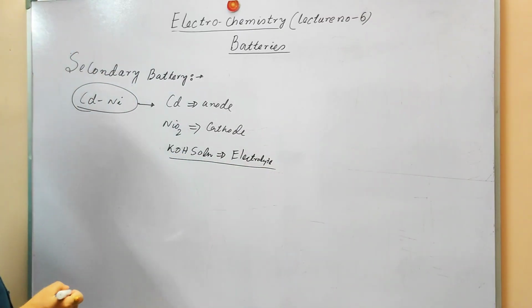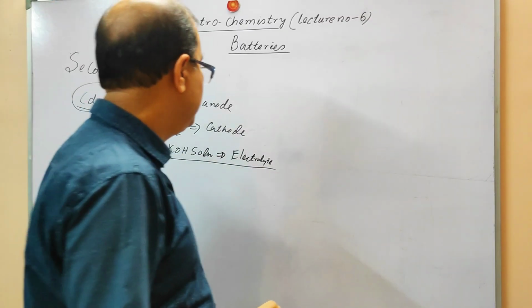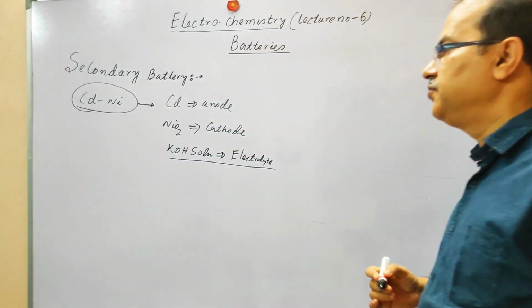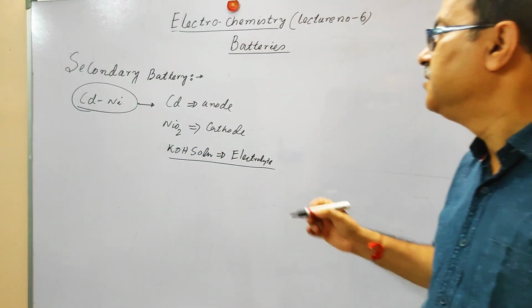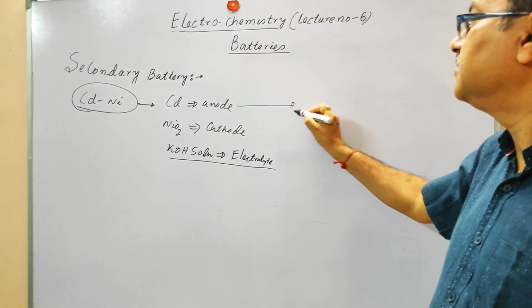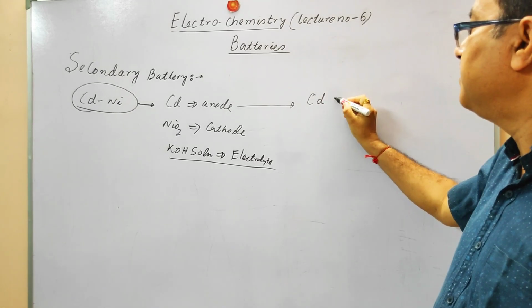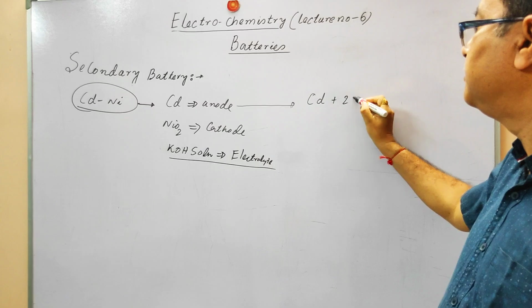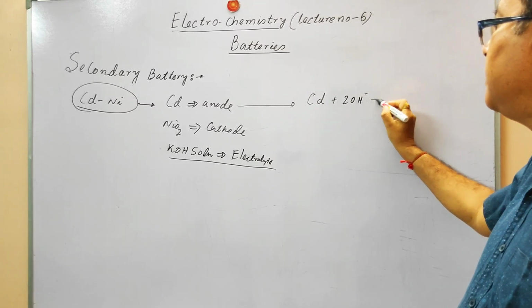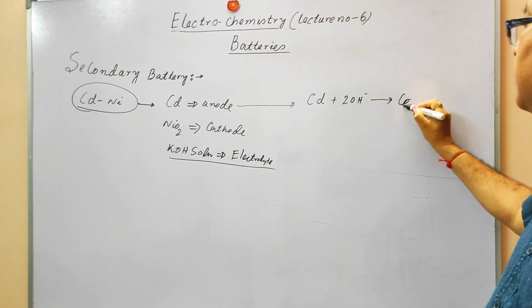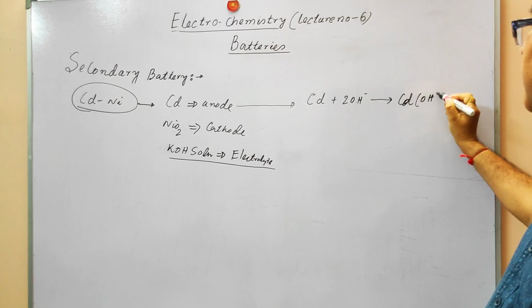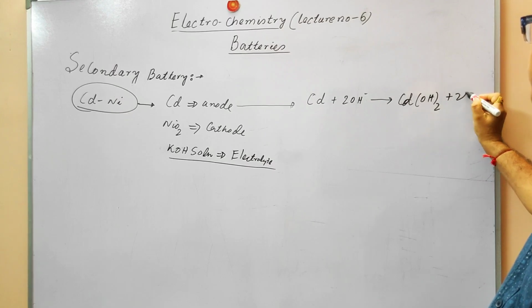So this is three things that is very important. Cadmium is used as anode, Ni2 is a cathode, and this. So what will be the reaction? Let us understand. In the anode, cadmium will react with the OH minus ion, and it will produce cadmium hydroxide, and 2 electrons have been produced.